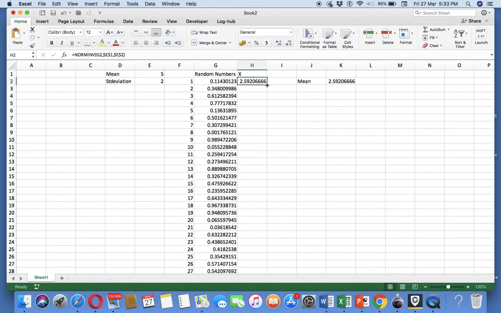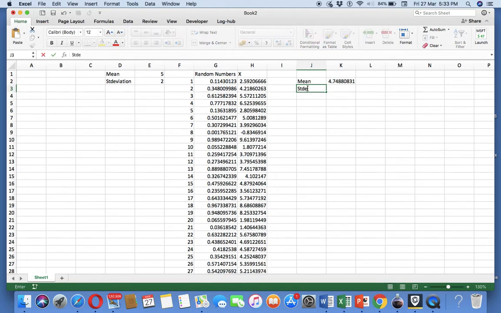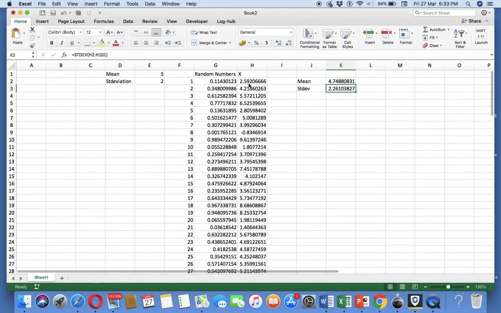Now I will double click it so that it populates till the bottom for all the 100 observations, and then I get a mean which is very close to this 5, this 4.7. So which means I've generated a data, and then I'll also calculate the standard deviation, equal to STDEV, open a bracket. So same range, I will select the data and get a standard deviation, which is not very far from this, right? So I've generated a data. So now I'll treat this as my random variable.